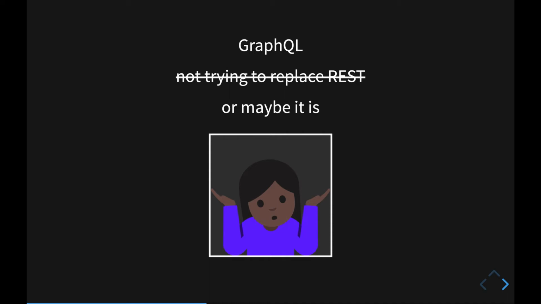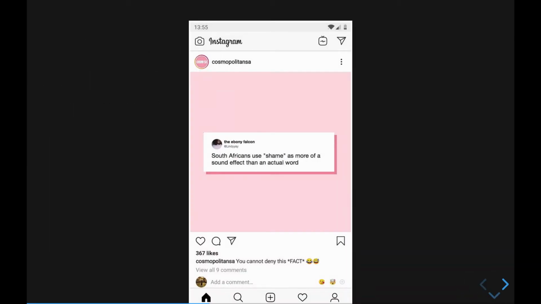Now let's take an example. We have a post on Instagram. I follow Cosmopolitan South Africa, and they've got this post that comes from this woman's page, the Ebony Falcon, right? And that comes from Twitter. And then at the bottom here, we can see some likes, some comments. We're very familiar with Instagram, right? So go with me on this journey.